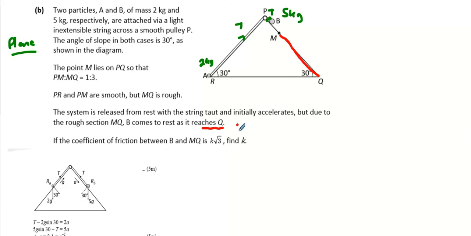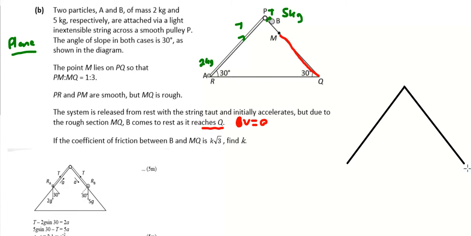So the velocity equals 0 when it reaches Q. If the coefficient of friction between B and MQ is K root 3, find K. Alright, let's completely ignore the red section to begin with and work out what's the crack with the plane before that happens.